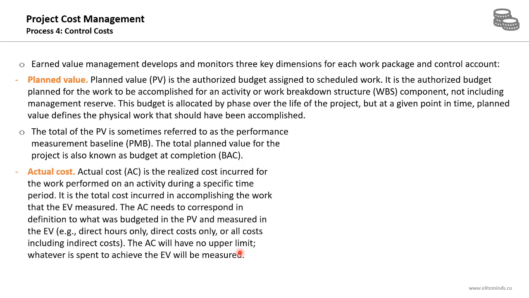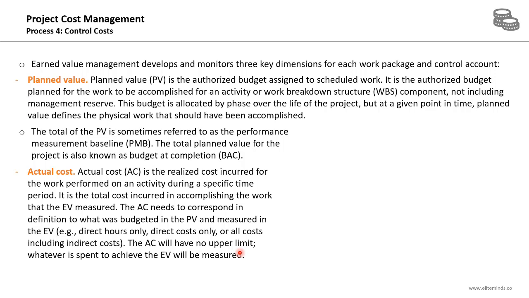The second dimension is the actual costs. Actual cost is the realized cost incurred for the work performed on an activity during a specific time period. The total cost incurred in accomplishing the work that the earned value measured, the AC, needs to correspond in definition to what was budgeted in the planned value and measured in the earned value. The actual cost will have no upper limit. Whatever is spent to achieve the earned value will be measured.